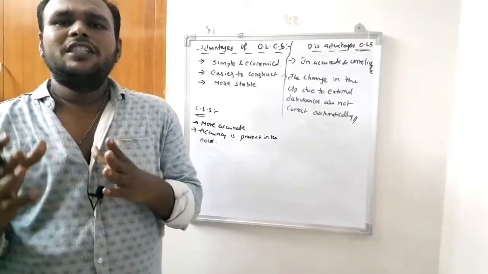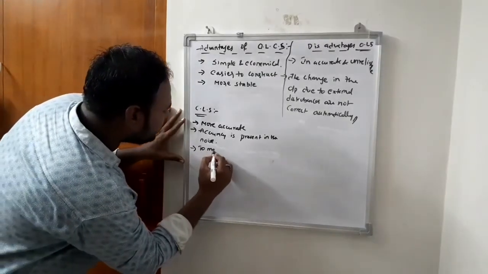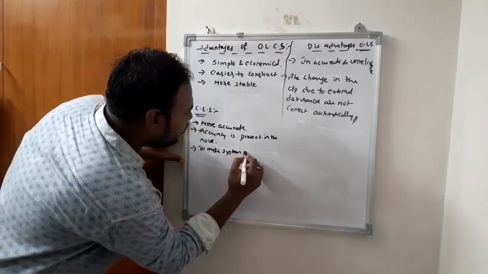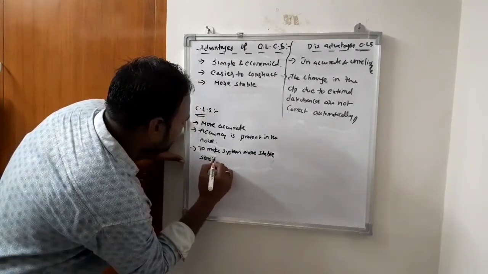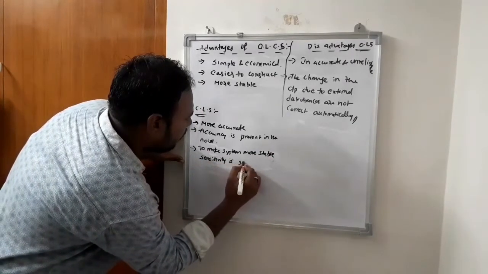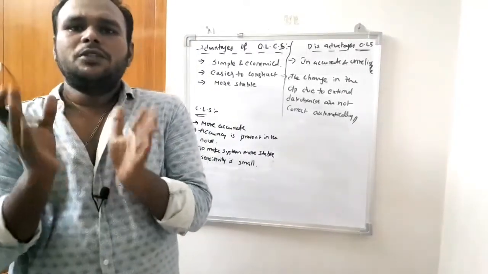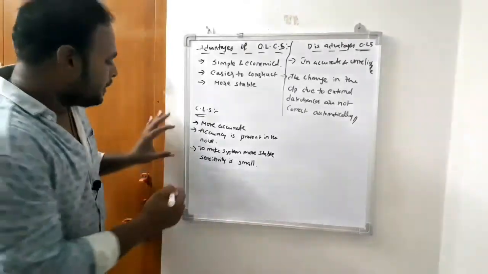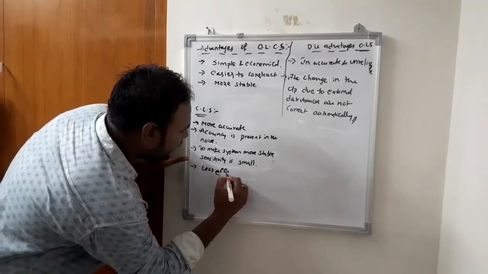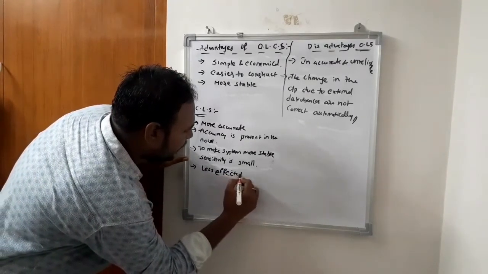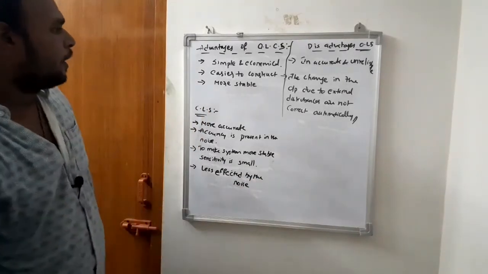The sensitivity of the system may be made small to make the system more stable. So to make the system more stable, the sensitivity is small. The closed loop systems are less affected by noise. So these are the advantages of the closed loop systems.